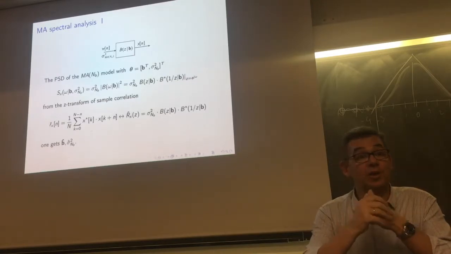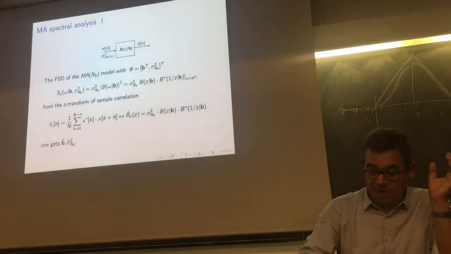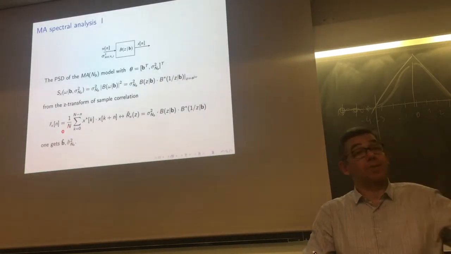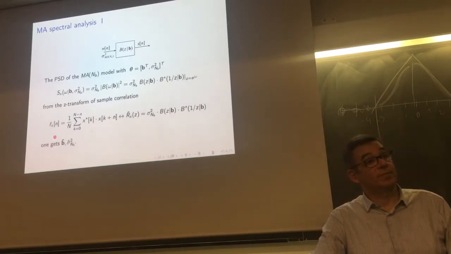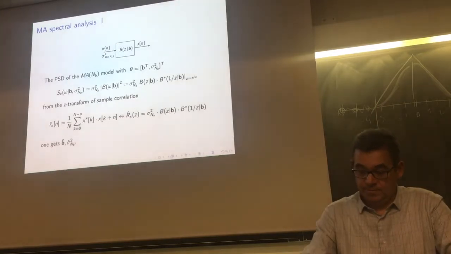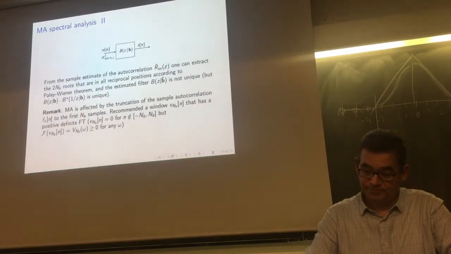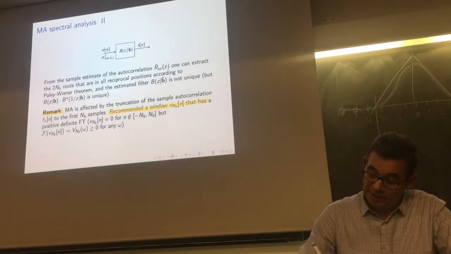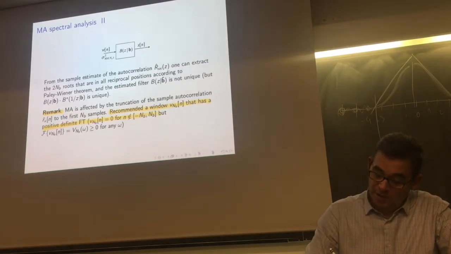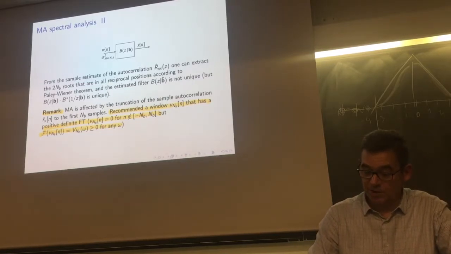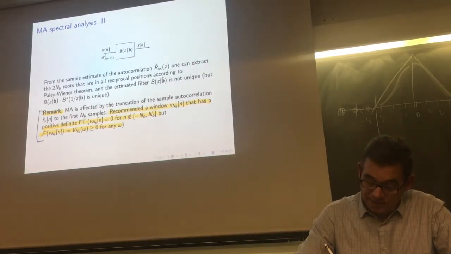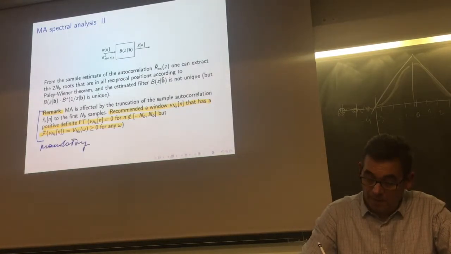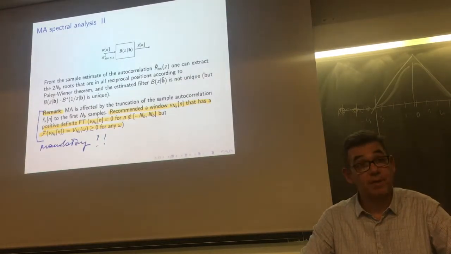The autocorrelation that you estimate is biased by the effect of 1 over n, and further biased by the effect of the truncation. And this is this rubric. It is recommended to use a window that has a positive definite Fourier transform, or positive semi-definite. Now, this windowing is mandatory. This is mandatory.